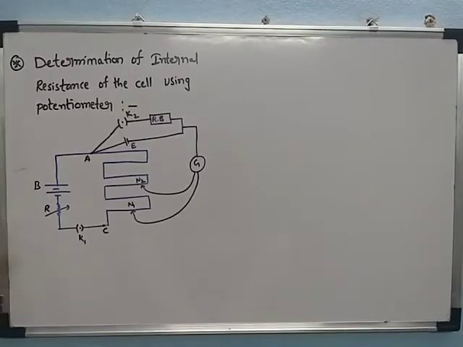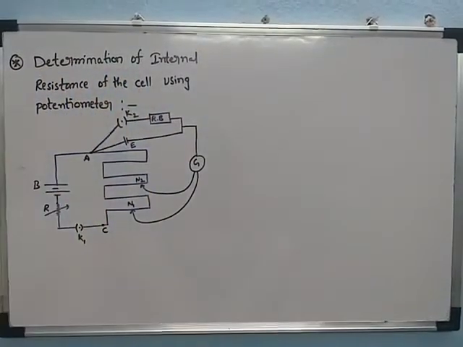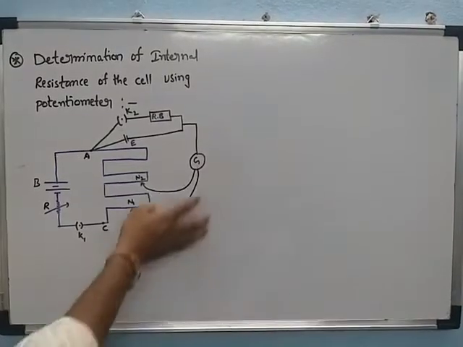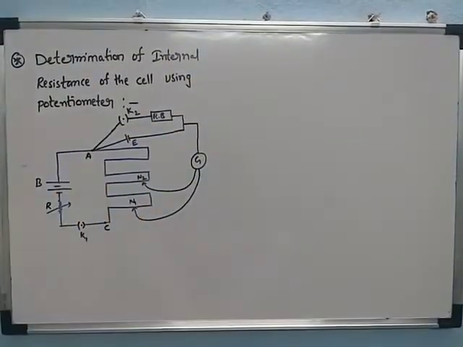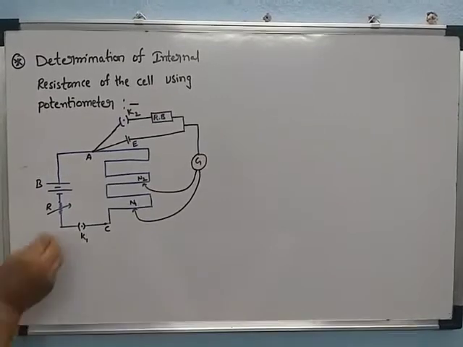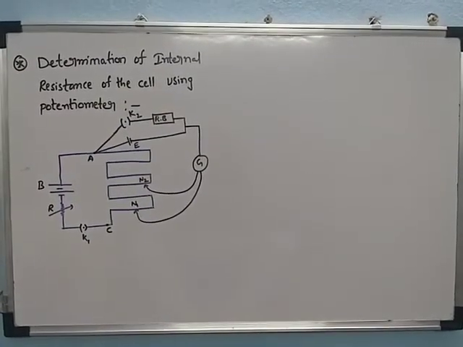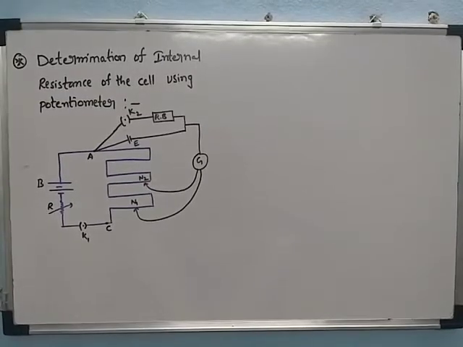The second one is the determination of internal resistance of the cell. Now observe this circuit diagram. This is the circuit diagram of a potentiometer to find the internal resistance.